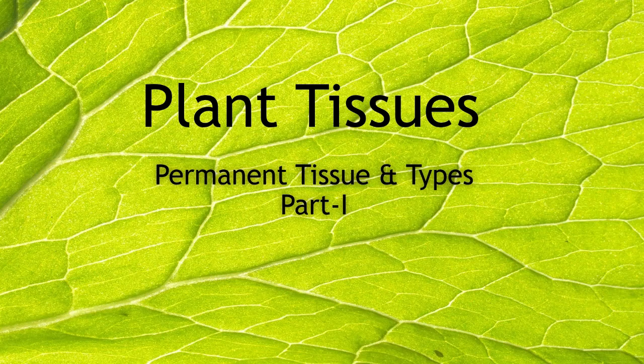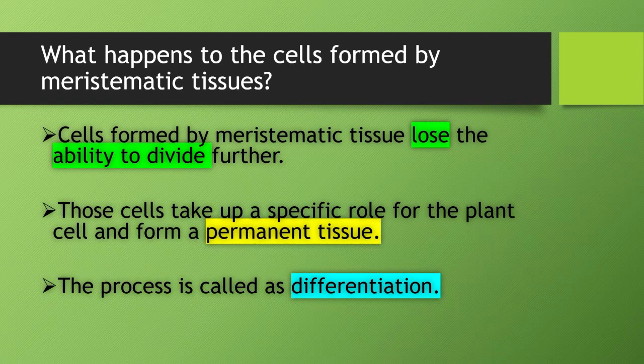Hello all. Today we are going to study about permanent tissue and its types. In the previous video, we have studied about meristematic tissues. Now the question arises, what happens to the cells formed by meristematic tissues? Permanent tissue is formed by differentiation of meristematic tissues.